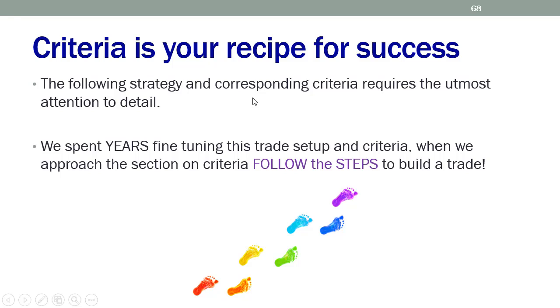The following strategies and corresponding criteria require the utmost attention to detail. We spent years, and I say we, it's not just myself, not just my experience. We have 7 other instructors here at TheoTrade. We spent years fine-tuning this stuff. Everybody here at TheoTrade has a minimum of 15 years experience in this business. And when you approach the section on criteria and you're going through these steps, I'm telling you, follow the steps to build a trade.